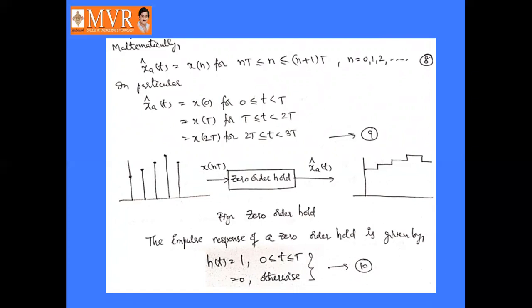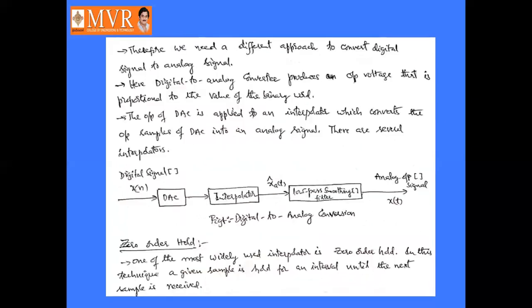So here is the zero order hold interpolator. This x of nT is given as input to this one, and its output is x hat of t. It can be represented like steps, where each sample is held for an interval until the next sample is received.